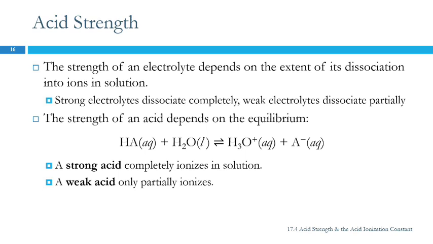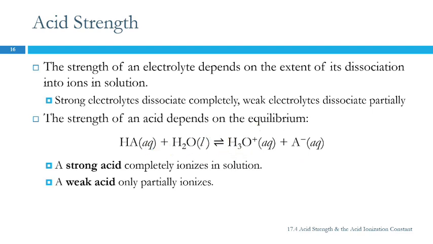So the strength of an electrolyte, remember what an electrolyte is? Something that forms ions in solution. The strength of it depends on how much it dissociates into ions. So a strong electrolyte separates completely into ions, a weak one does not. Strength of an acid is related to that. The strength of an acid depends on the degree of ionization, this equilibrium.